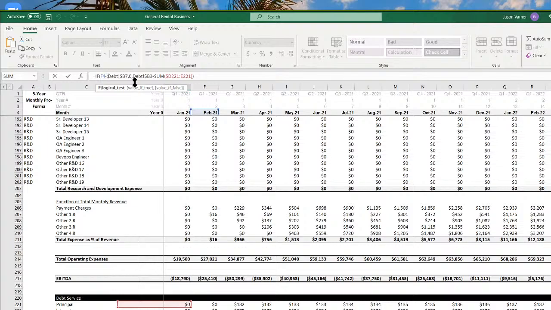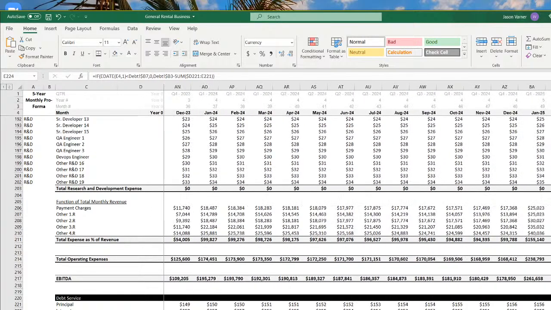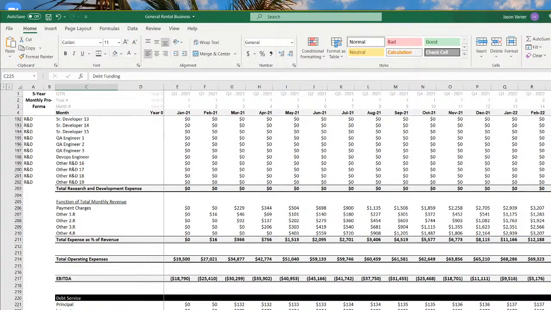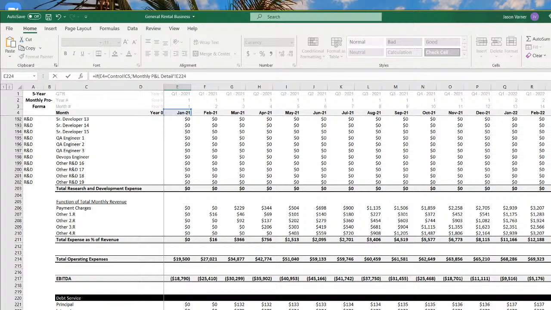Actually, we're going to have to do if it's less than over 1, so we don't overrun the model. Perfect. That, and then if this equals the exit month, then pay off the remaining debt, which would be this.